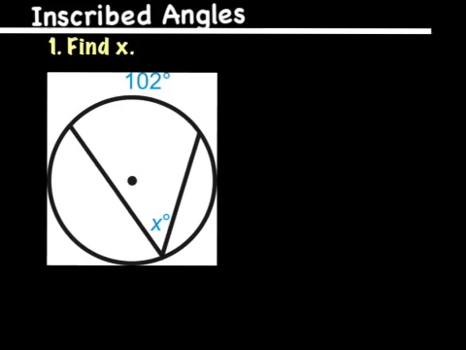Okay, first problem, we have to find x. Okay? X is our inscribed angle. So notice the arc that it forms. It's 102 degrees. Well, what would that make this x value? Well, let's put a spot for our answer.